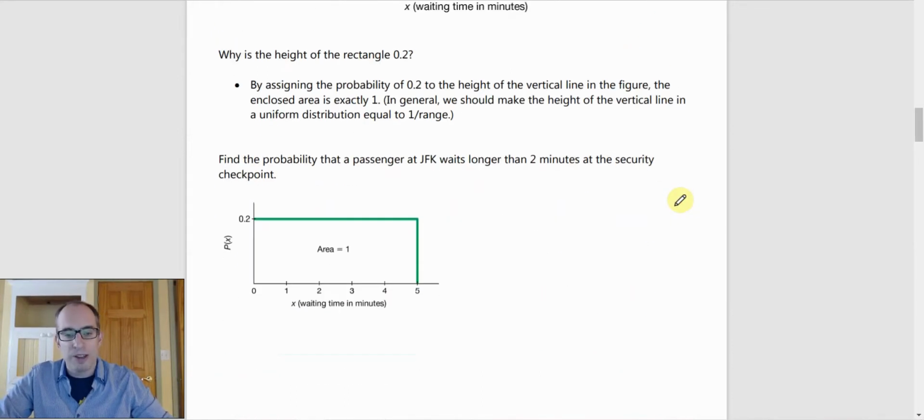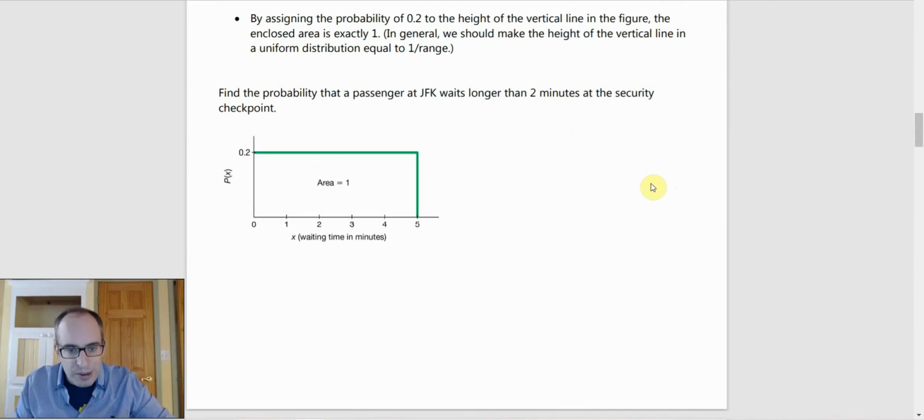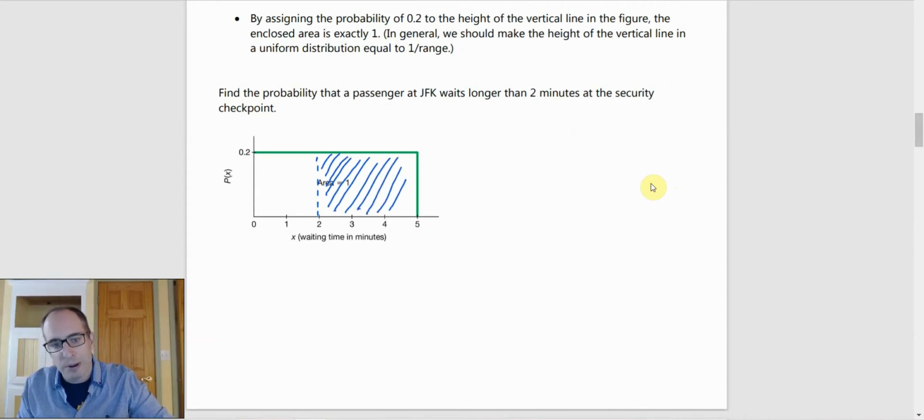So then we want to find the probability that a passenger at JFK waits longer than 2 minutes at the security checkpoint. Well, this is just like finding the area of a rectangle, like it says. So 2 minutes is right here. I'm going to make a vertical dotted line here. Longer than 2 minutes is from 2 up to 5, so it's this part right here. We know how tall this is already. It's 0.2.